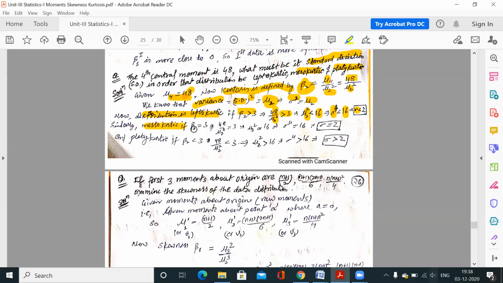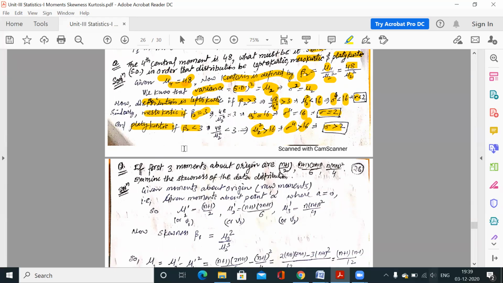Clearly, for mesokurtic, beta 2 must be equal to 3. That means mu2 square would be equal to 16, so sigma to the power 4 would be equal to 16. That means when the standard deviation is 2, this distribution is mesokurtic. Similarly, platykurtic, when beta 2 is less than 3, means mu2 square is greater than 16. That means sigma to the power 4 is greater than 16, so sigma is greater than 2. So when the standard deviation is greater than 2, this distribution would be platykurtic.